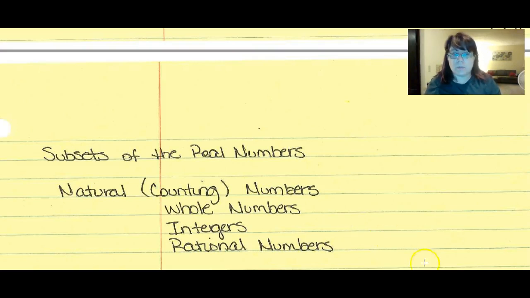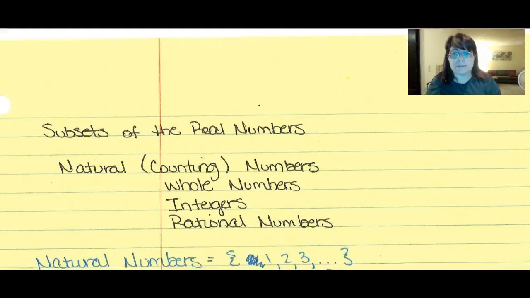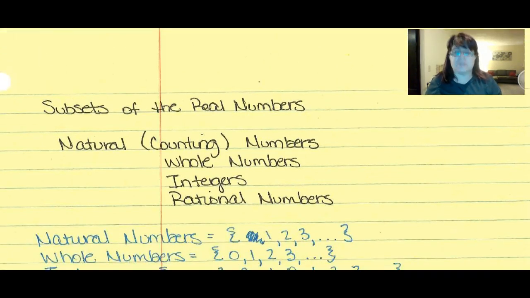The next group we have are the whole numbers. Whole numbers are the natural numbers and the number 0. All the natural numbers and the number 0. So 0, 1, 2, 3, so on and so forth.